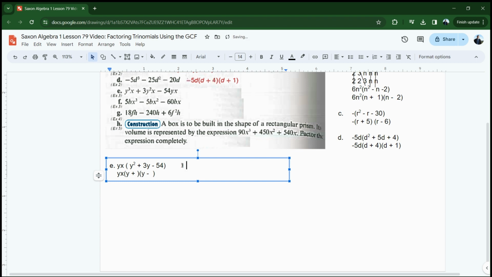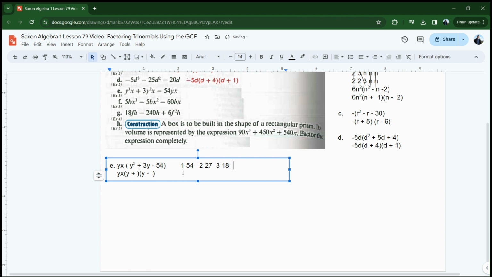54 could be 1 and 54, but that doesn't seem very likely because that's going to give me big numbers. It could be 2 and 27. Still really big numbers. I can't get a 3 out of that. It could be 3, right? And is it 18? Still way too big numbers. That'll give me like a 15, but I need a 3.